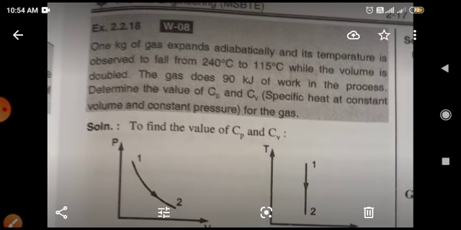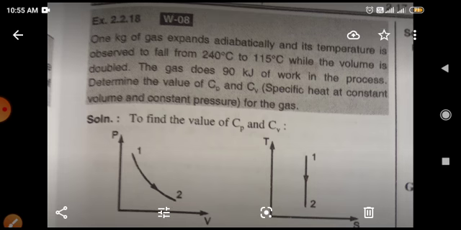Let's take another one. 1 kg of gas expands adiabatically. Adiabatic means no heat is given to the system or from the system to the surroundings. Temperature is falling from 240 to 115 degrees Celsius while the volume is doubled. The gas does 90 kilojoule of work in the process. Determine the value of Cp and Cv for the gas.